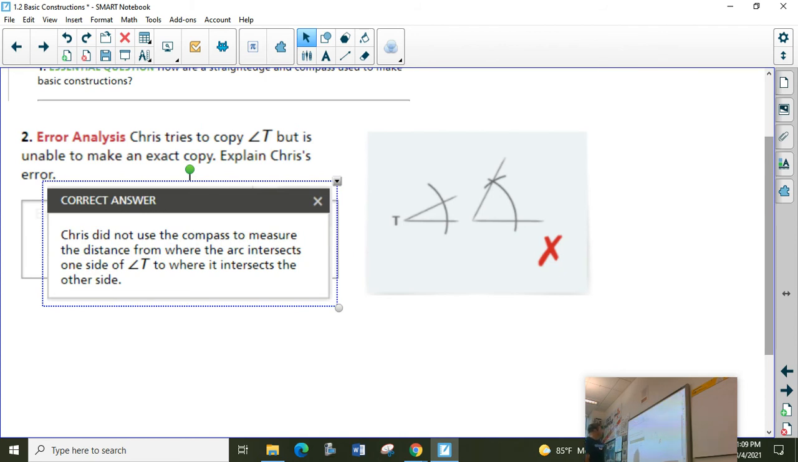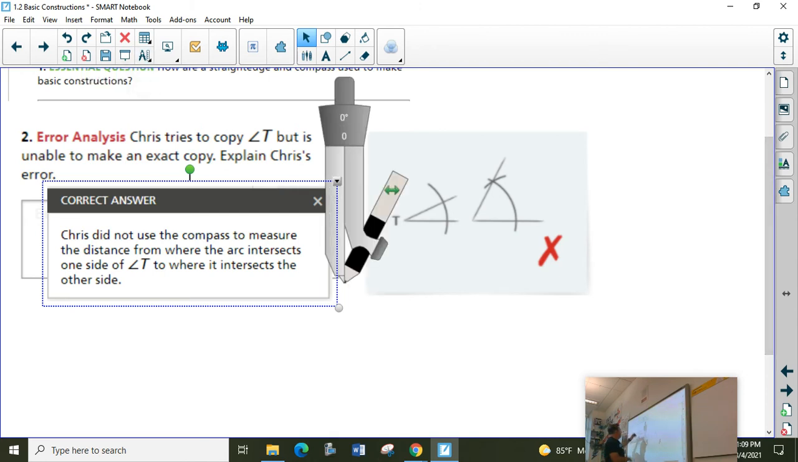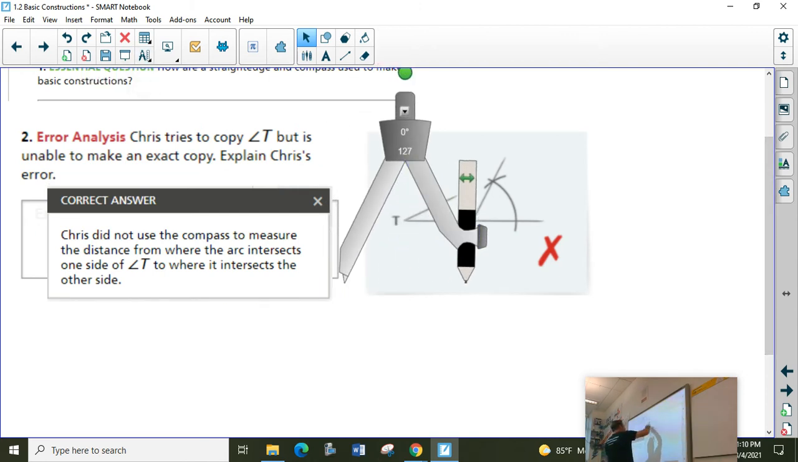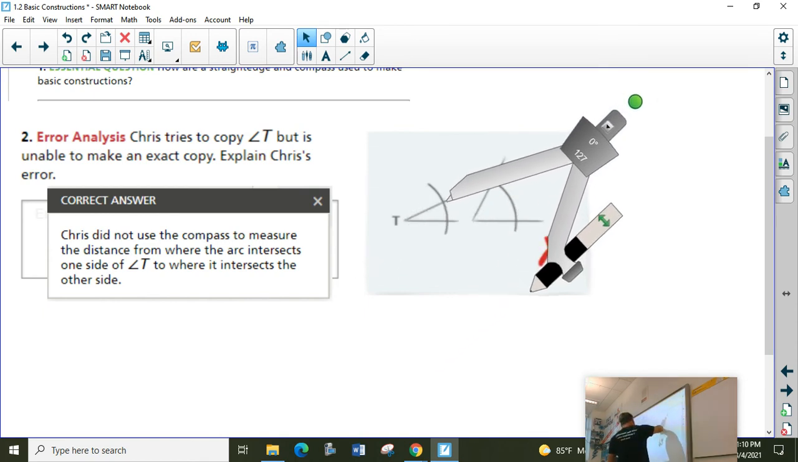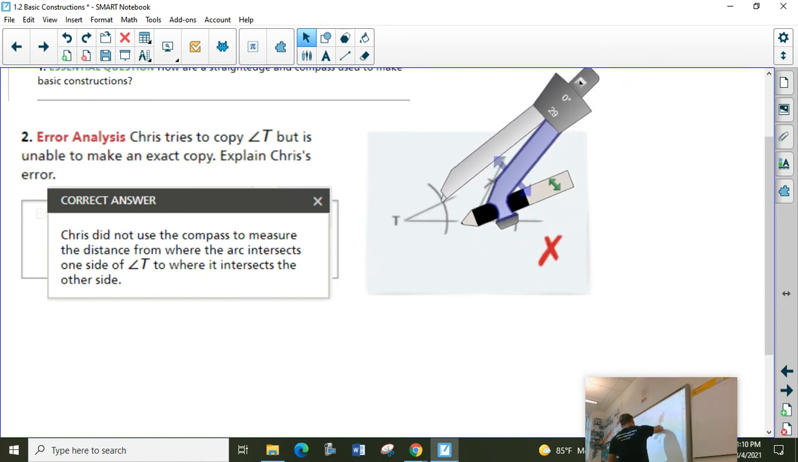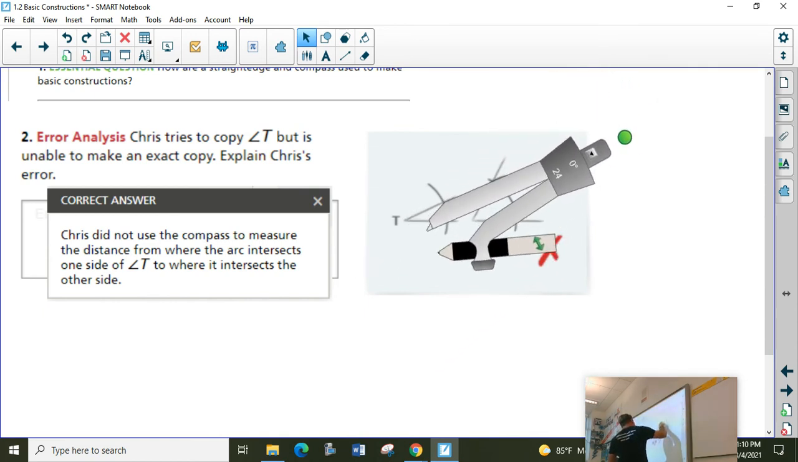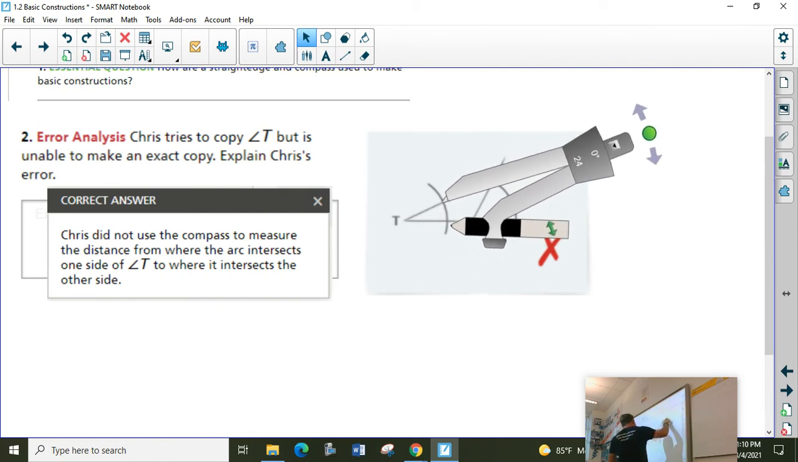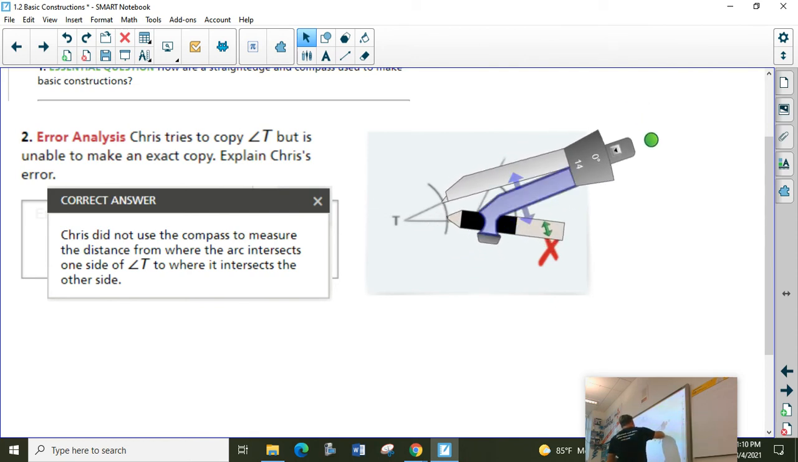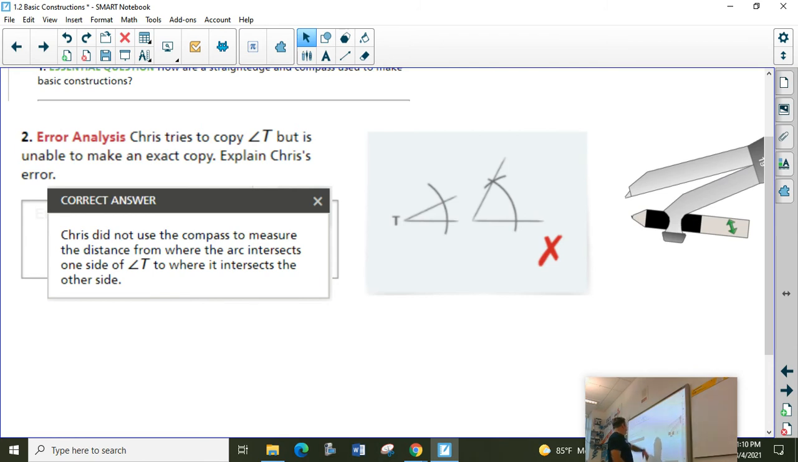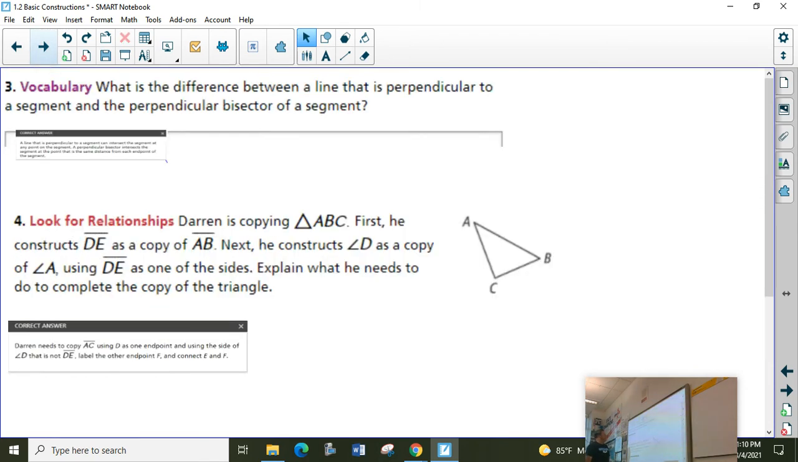Chris did not use the compass to measure the distance from where the arc intersected. He didn't measure these two. If you can't see that online, what I'm talking about, which two? He did not do basically this. That's what he did wrong. See, it's really far apart there. Common mistake. That's the one that they usually miss.